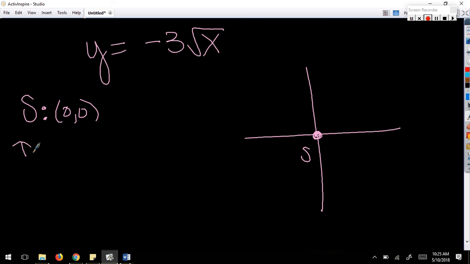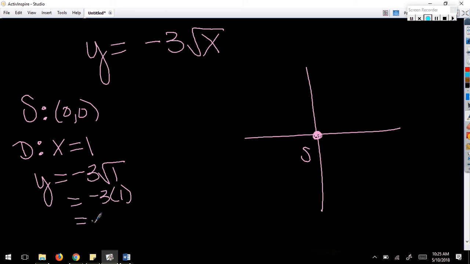All right, so for my direction point, I need to plug in x equals what? 1. Because 0 plus 1 is 1, and -3 times 1 is -3. So now I plug it in. -3 times the square root of 1 is -3. Slow down? Okay, I'll wait on you. All right, so this point is 1, -3, and that's a direction point. Let me give you an option here.